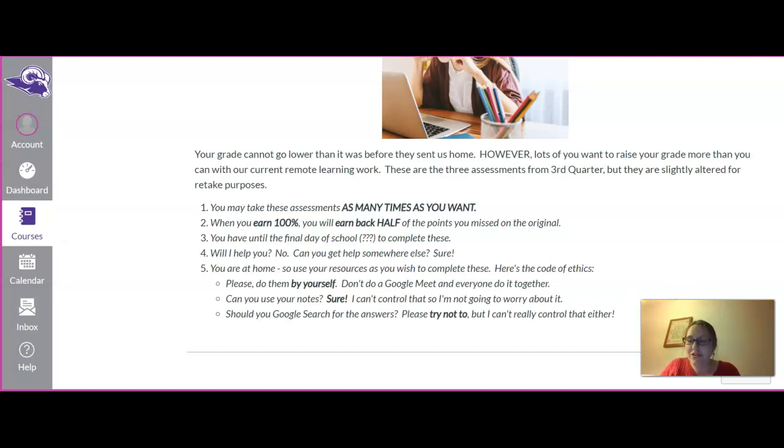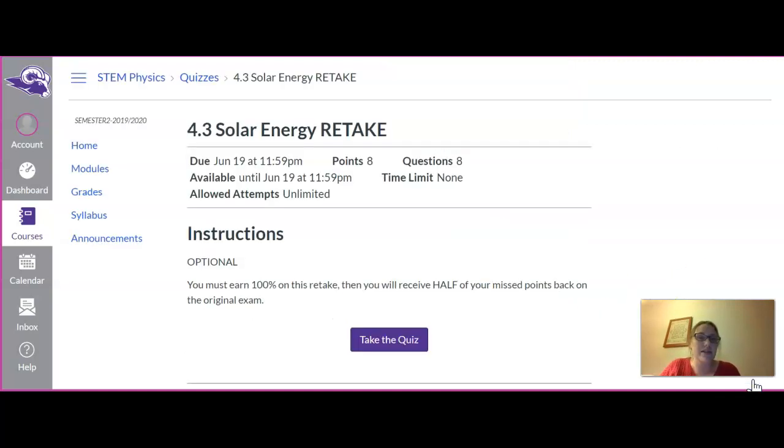So those are the instructions. The quizzes look like this. You'll see that they're due by January 19th by midnight, because as far as I know, that's the last day of school. Like I said, if they change gradebook closure dates, we'll do that. The points match how many points were available the first time. You'll see that there's no time limit, there's no code, and there's unlimited attempts allowed.